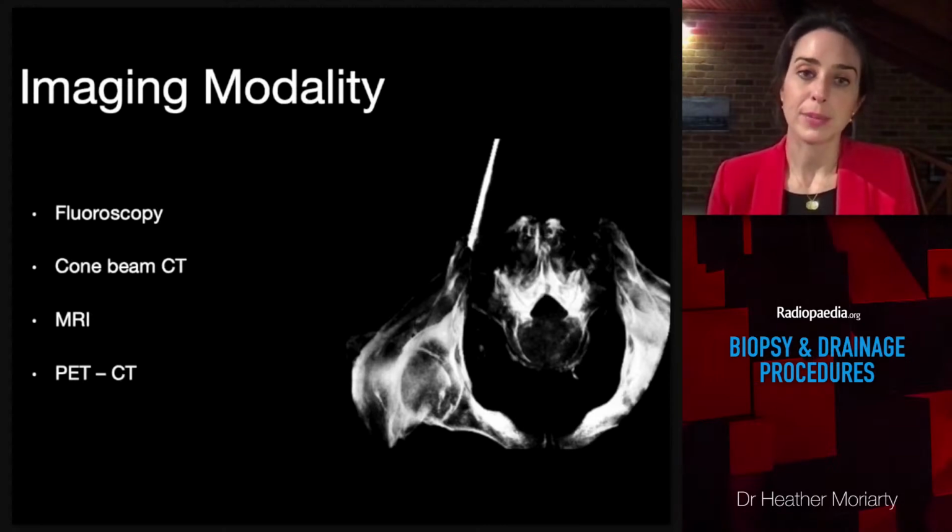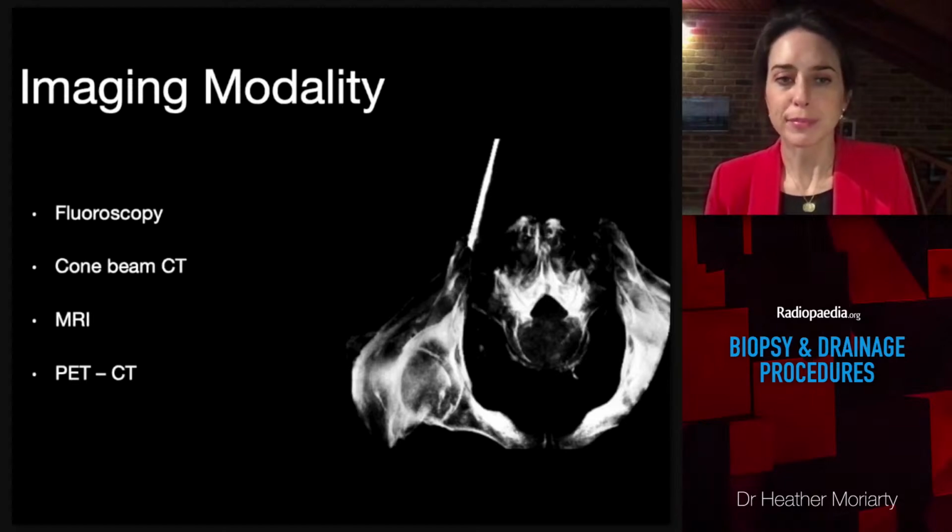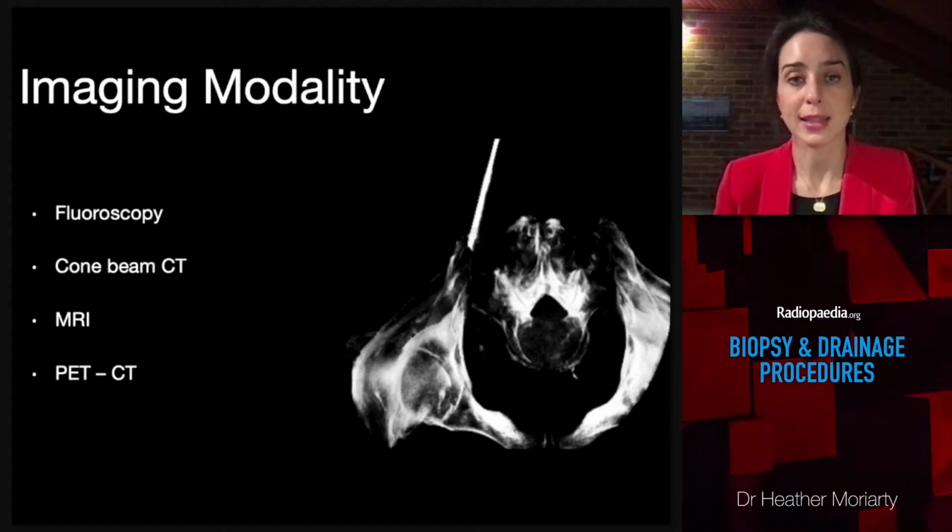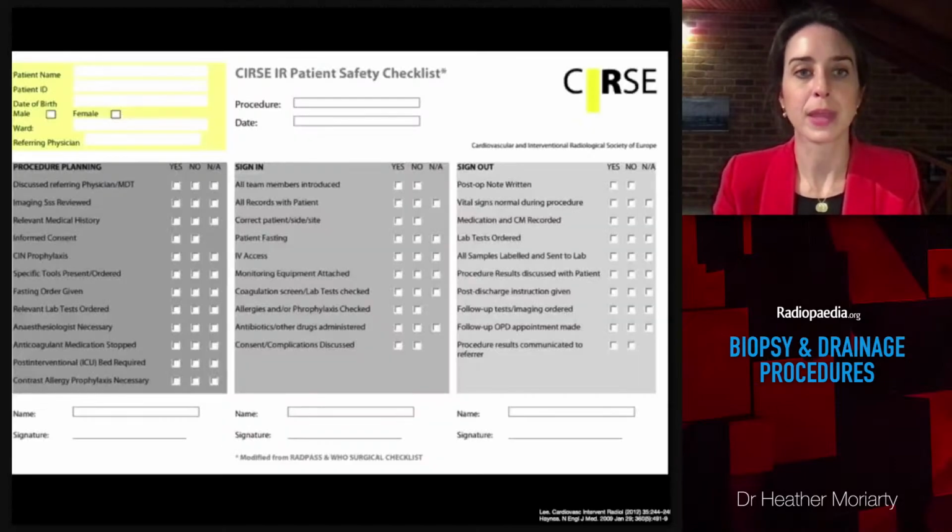PET CT guided biopsies are rare, but for lesions that you can't see on traditional imaging, it may be useful if they're hypermetabolic. A benefit here is that you can scan the actual biopsy sample and immediately know that you've got the right spot because it's avid.